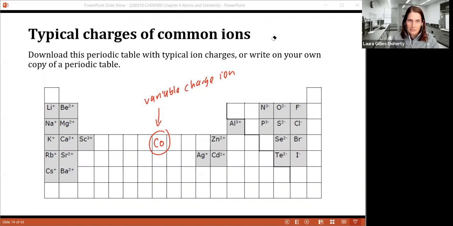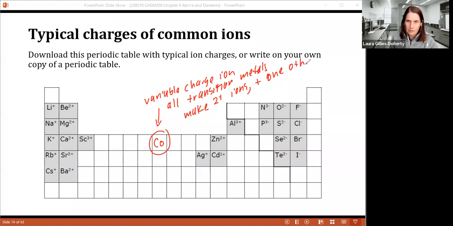So the transition metals, all transition metals, they all make 2+ ions and then at least one other type. Some of them make just 2 different ions, a 2+ ion and one other one. Some of them make 3 or 4 ions, possibly. So for cobalt, we can put that it's definitely going to make a 2+ ion. And then cobalt also likes to make a 3+ ion.